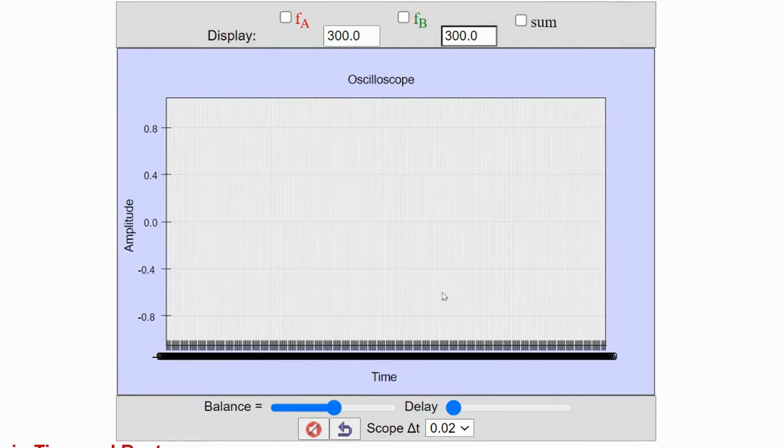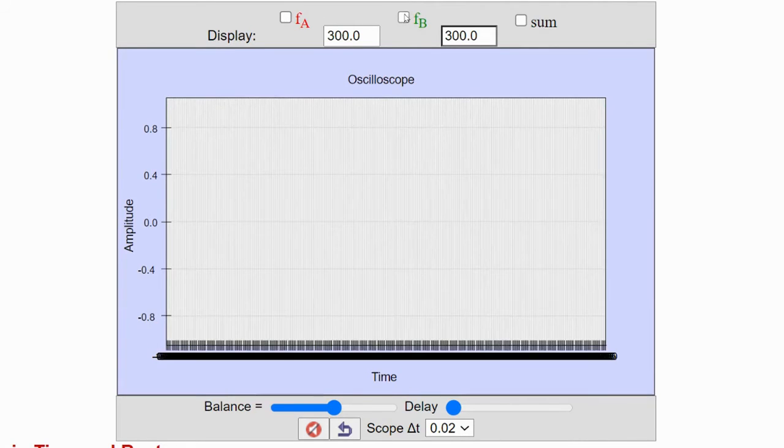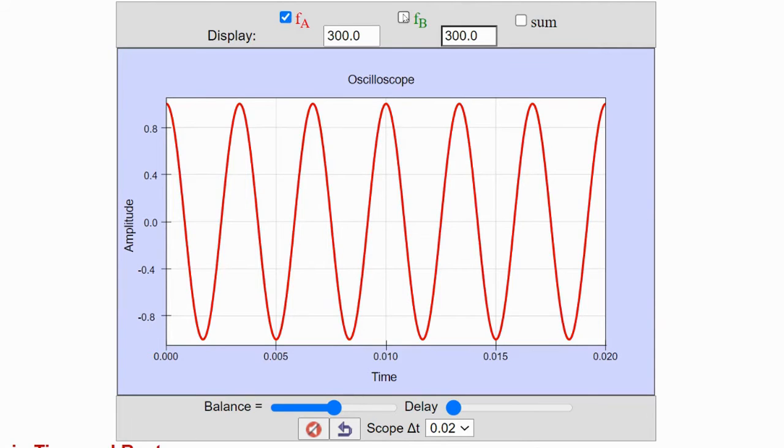Okay, so this simulation is going to allow me to show you how waves are going to interfere with each other. I'm going to turn on wave A. Wave A has a frequency of 300 hertz, and you can see from the oscilloscope that it's got an amplitude of about 0.85, I guess. And we can see the wave pattern. I can turn on wave B, and it's right on top of wave A because they're the exact same frequency. I can turn this off. They're just right on top of each other, okay?